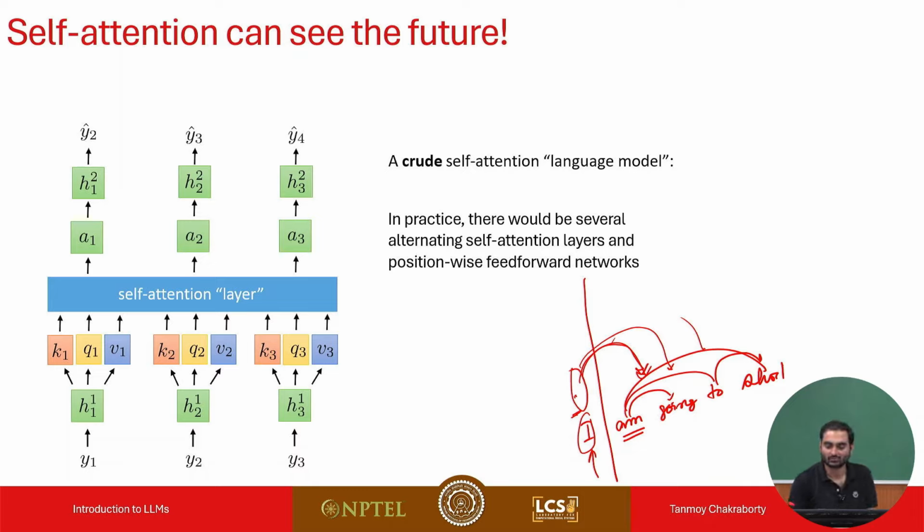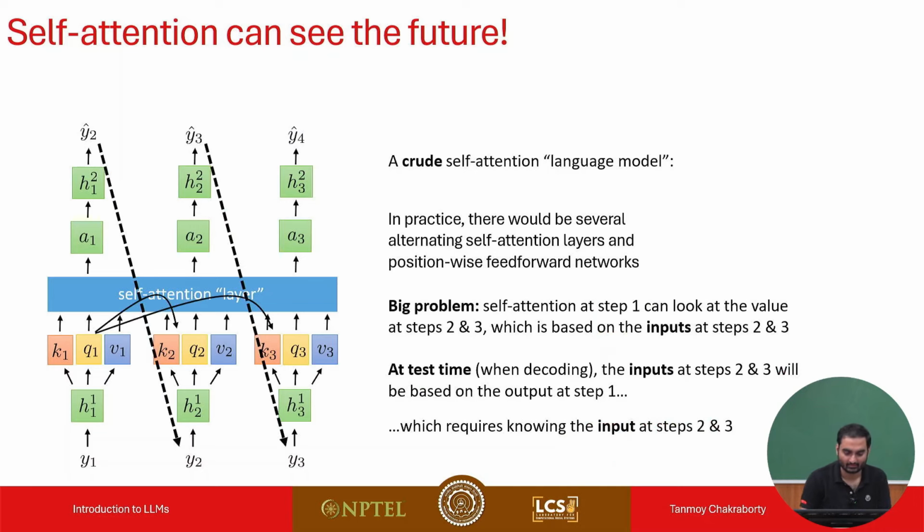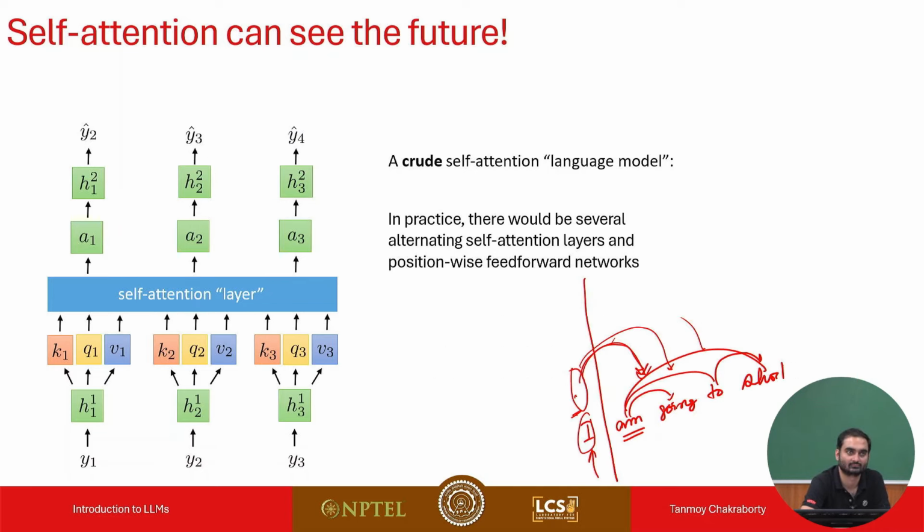What we apply here is something called masked self-attention. What is masked self-attention? Let me draw this. I will discuss this in two ways: one, what happens during training time, and two, what happens during test time. Let's say this is the decoder. 1, 2, 3, 4, 5.